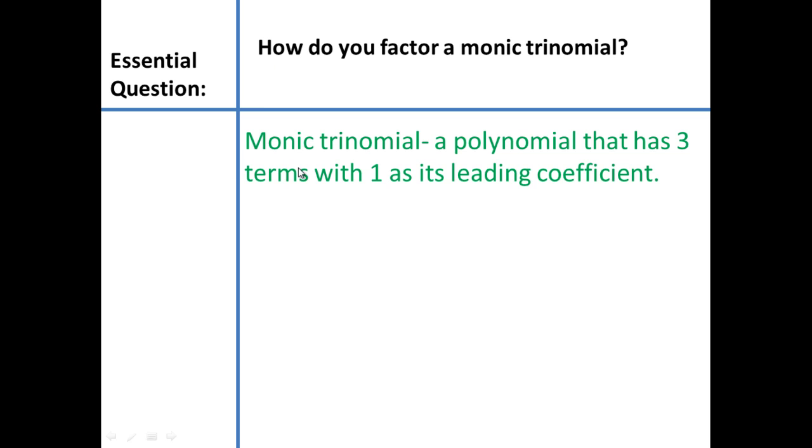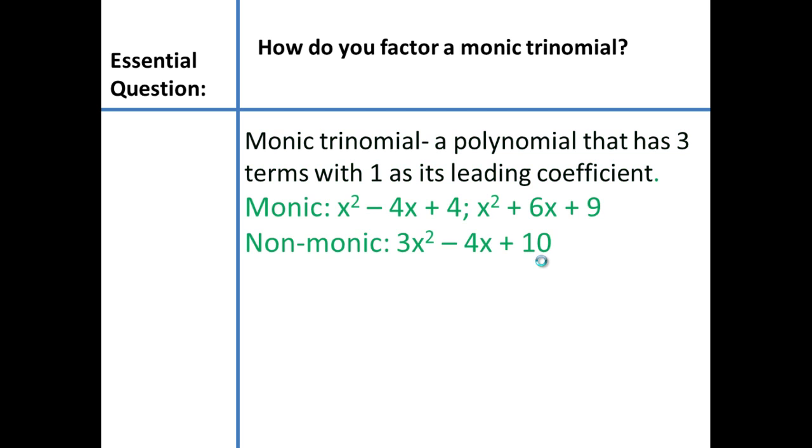We'll define a monic trinomial as a polynomial that has three terms with one as its leading coefficient. So x squared minus 4x plus 4 is an example of a monic trinomial. x squared plus 6x plus 9, that is also an example of a monic trinomial. 3x squared minus 4x plus 10 is non-monic because the leading coefficient is not 1.